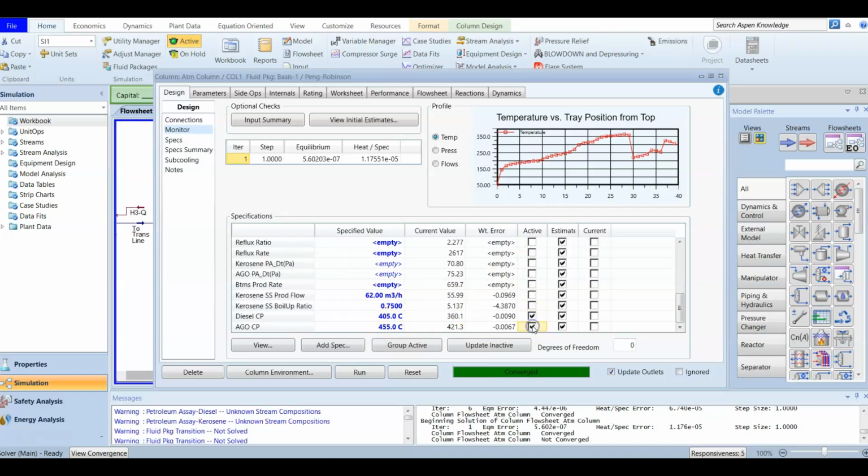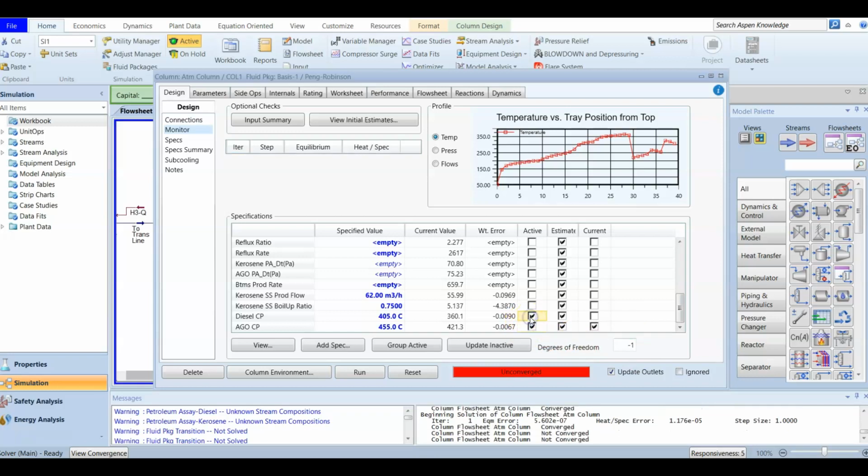So it should actually be negative 2. Select this one, always be sure that you select the one that you are adding. So now we need to remove the rate, because here we're improving the quality, so we need to remove the rate associated with EGO and also for diesel. So we are going to group the active together, so the active will be here, and we need to remove the diesel side stripper product flow and also the EGO.